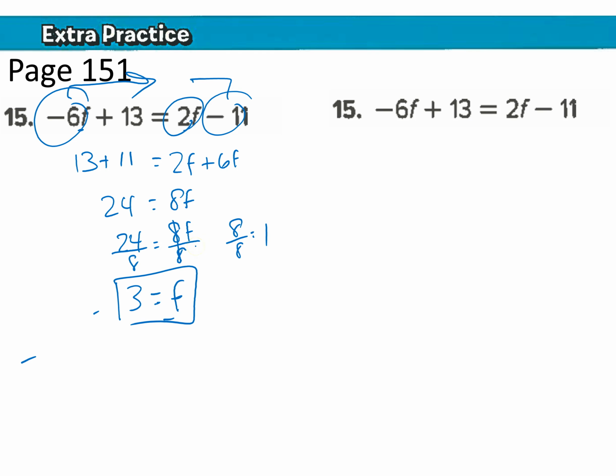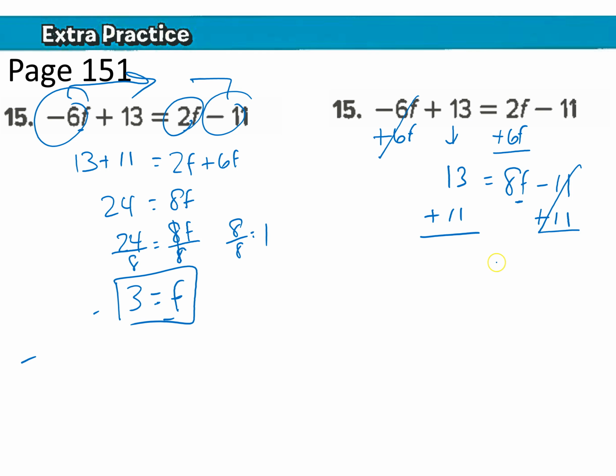Let's do it here. If I add 6f, this goes away. So I have to add 6f here. And that's going to give me 8f minus 11. This 13 comes down. I want to get f by itself, so I'm going to add 11. That is 0. So now I have 8 times f, again, is 24.